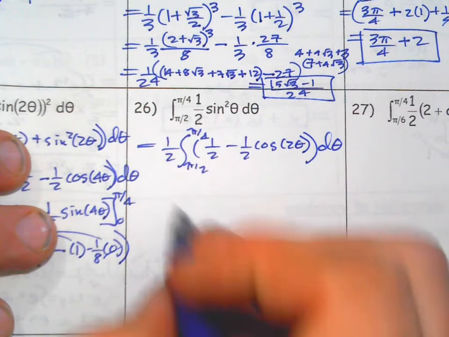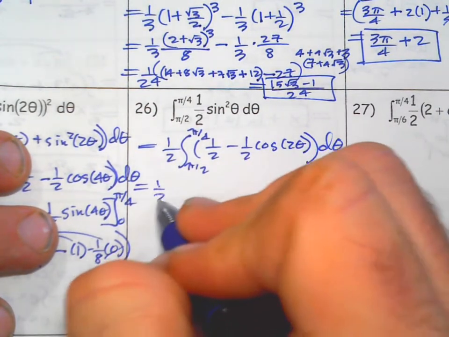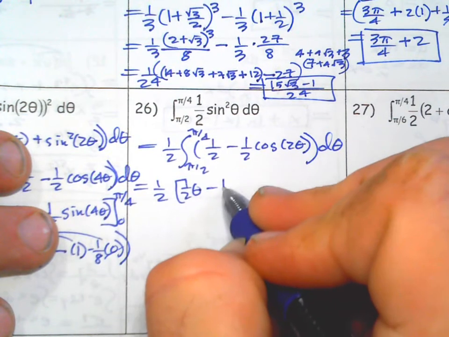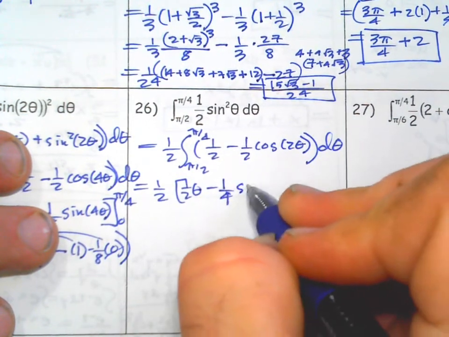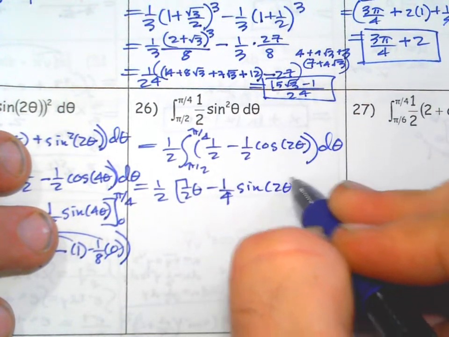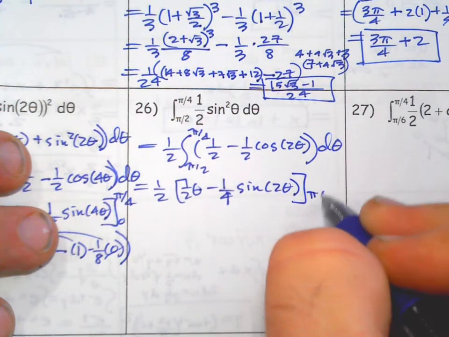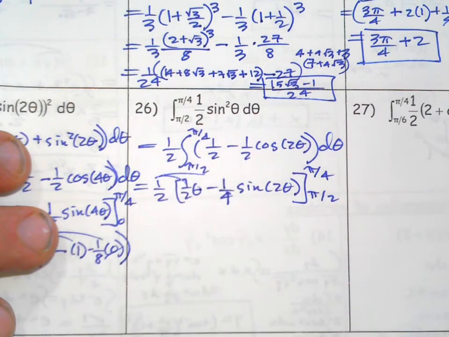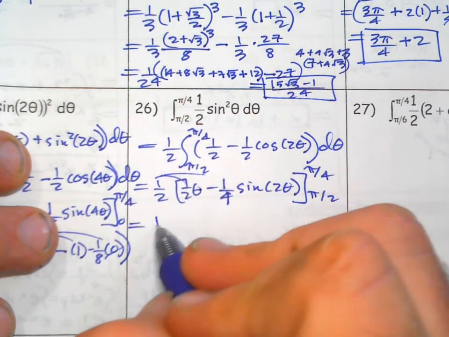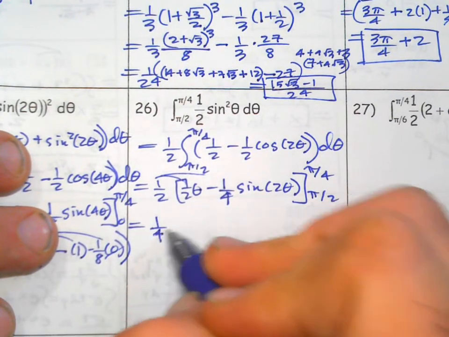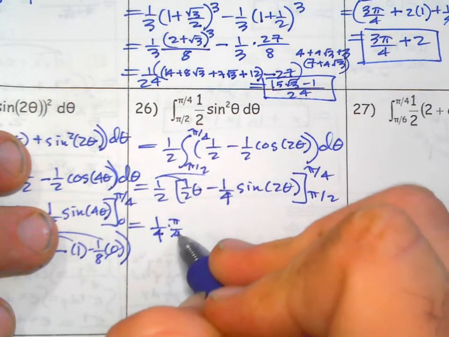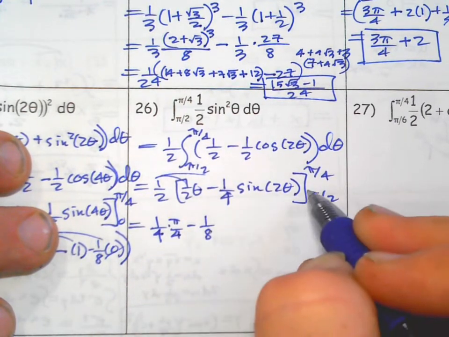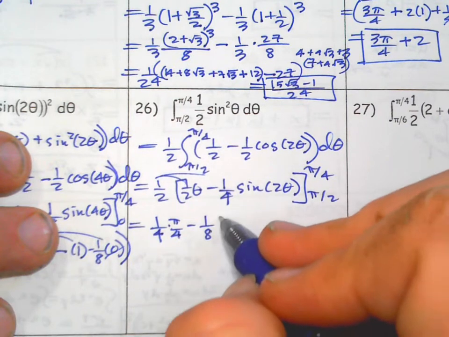Okay. So we're going to get 1/2 theta minus 1/4 sine 2 theta, from pi over 2 to pi over 4. Now you might as well go ahead and just distribute this 1/2 and everything. You already have fractions. 1/4 times pi over 4 minus 1/8. Sine of pi over 2 is 1.